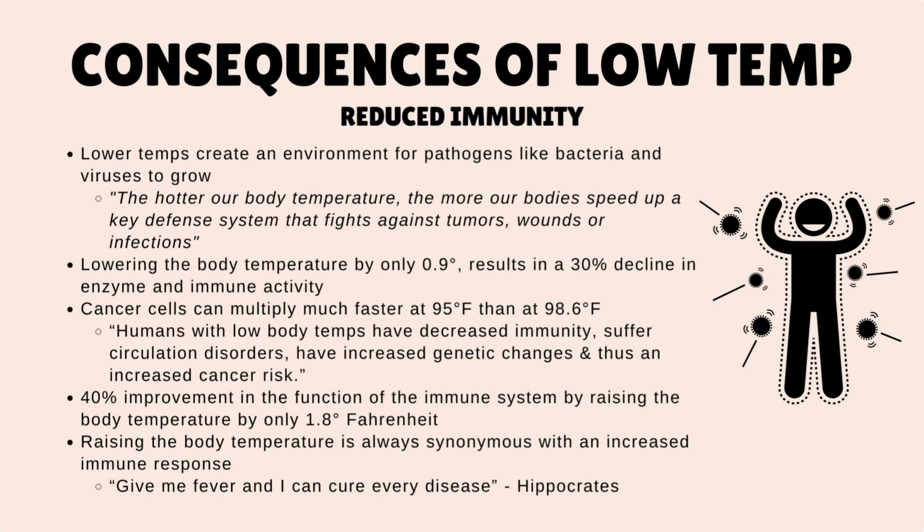Now, Professor Abo from Japan reported a 40% improvement in the function of the immune system by raising the body temperature by only 1.8 degrees Fahrenheit. Ishihara Yumi, PhD from Japan, established that our immune system is 5 to 6 times stronger when the body temperature is increased by 1.8 degrees Fahrenheit. Inversely, the immune system is weakened by 30% if the body temp is lowered.